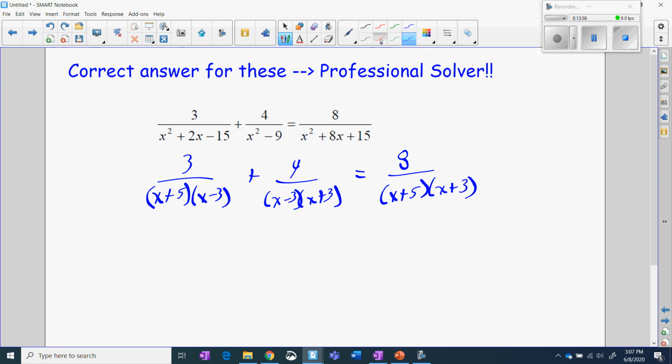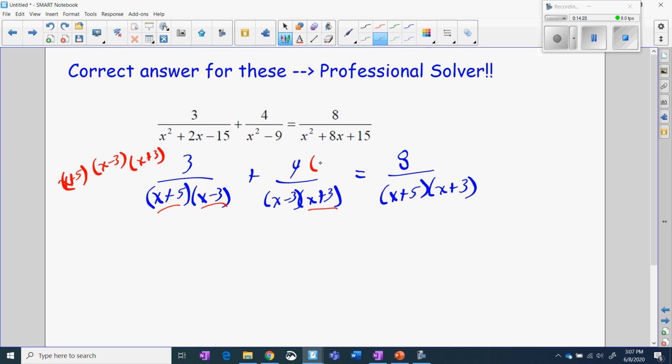So let's look this over. If I was doing this as expressions and adding these up, what would be the least common denominator? Well, I would need an x plus 5. I would need an x minus 3. X minus 3, I already got it. I need an x plus 3. I need an x plus 5, I already got it. I need an x plus 3, I already got it. So I have to multiply each of these terms in the equation by x plus 5 multiplied by x take away 3 multiplied by x plus 3.